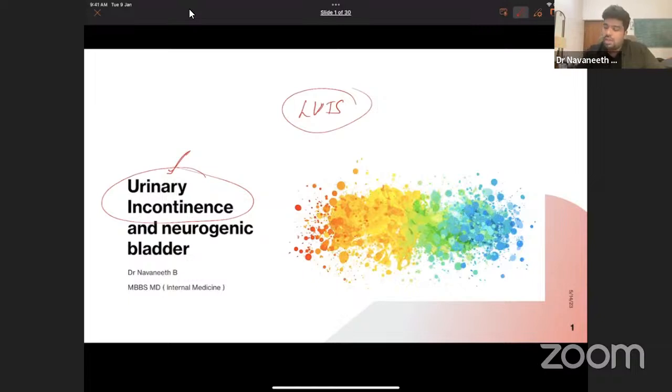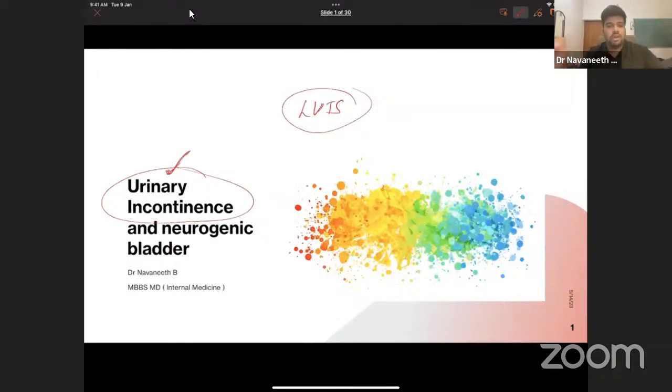What is important also here is that this topic in itself lends itself so nicely to history taking. Someone who is a very young physician like us should understand that this topic lends itself to history taking, and a lot of diagnosis and a lot of clues can be taken by history alone. So that is all about the introduction to urinary incontinence.